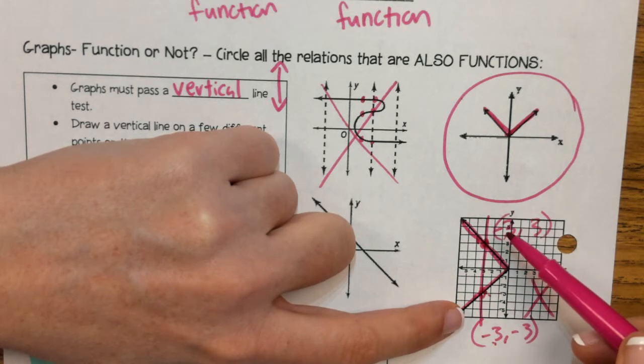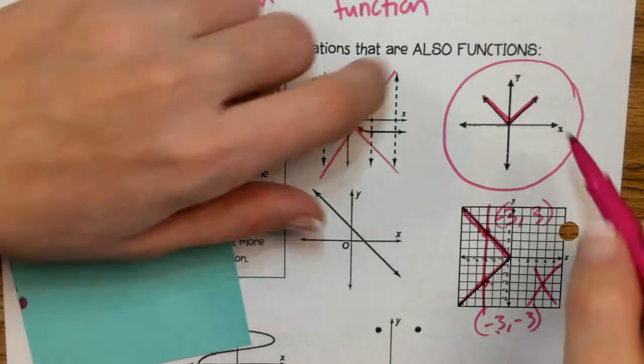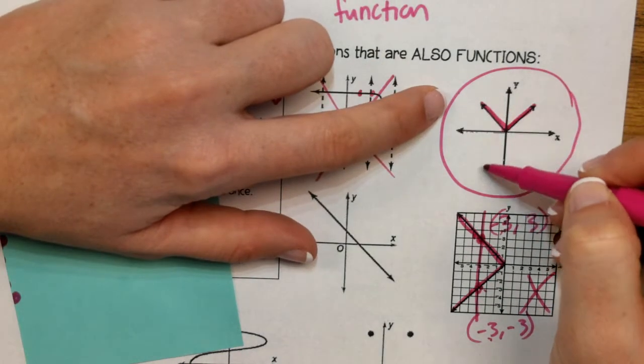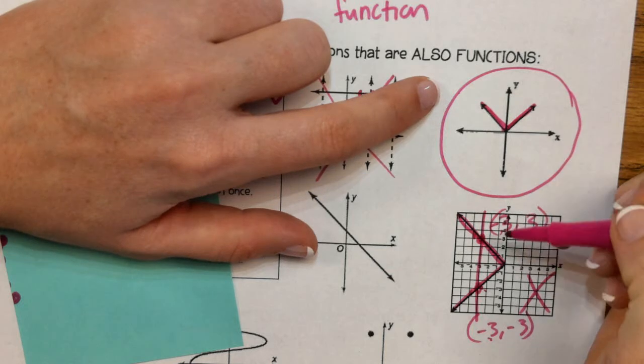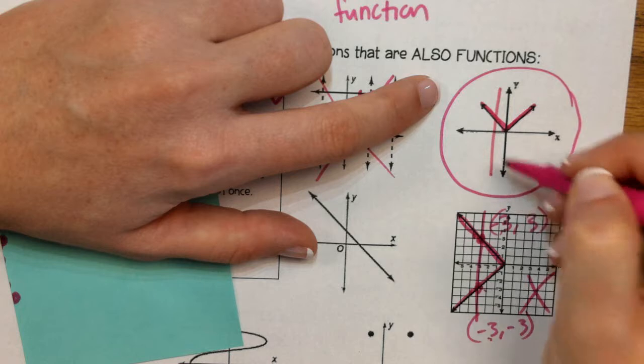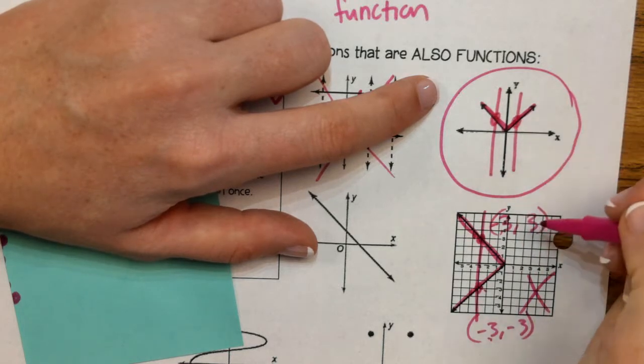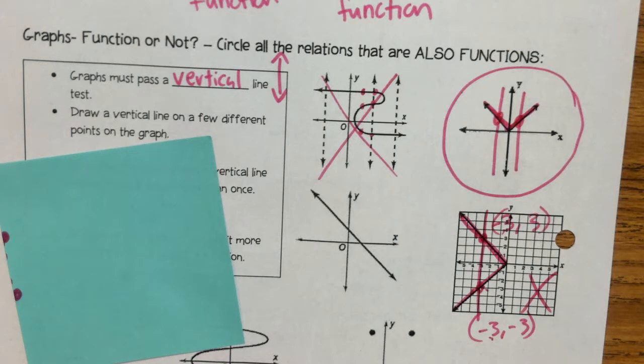Wait, can you explain why number 2 isn't? Why this one is a function? Because there is no one place that I can draw a vertical line that would touch my line more than once. So like here's a vertical line, it touches it one time. Here's a vertical line, it touches it one time. Other lines are part of it? Oh, no, those are the axes. Oh.